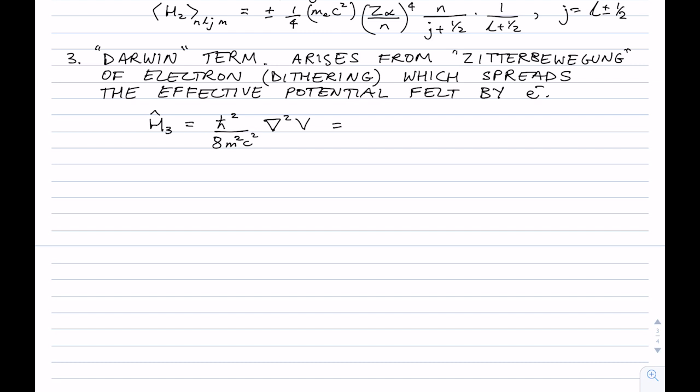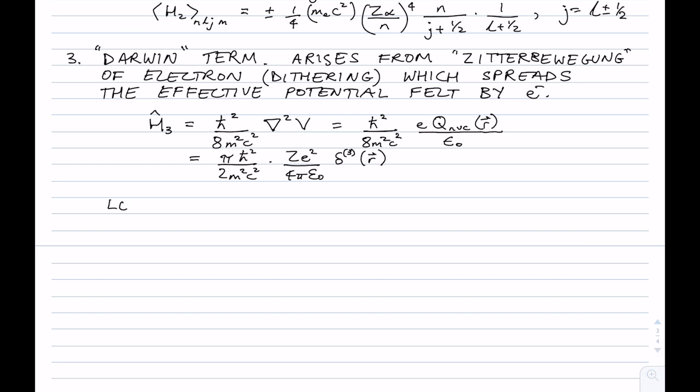But I can actually write that as h bar squared over 8m squared c squared e times the charge of the nucleus over epsilon naught. And the point is that this grad squared V only has its presence felt at the nucleus. So you end up with 2m squared c squared Z e squared over 4 pi epsilon naught times the three-dimensional Dirac delta function. So this is a localized potential at the origin.